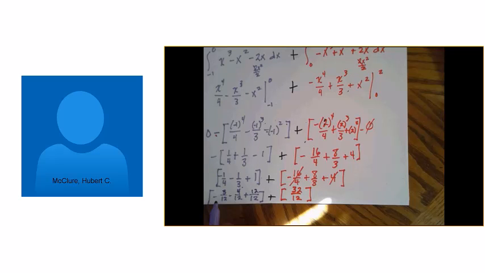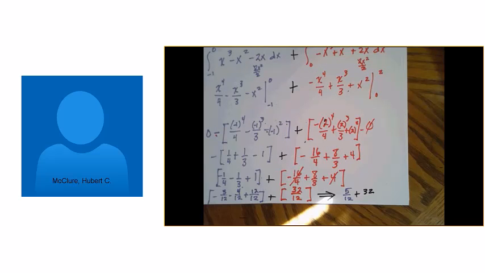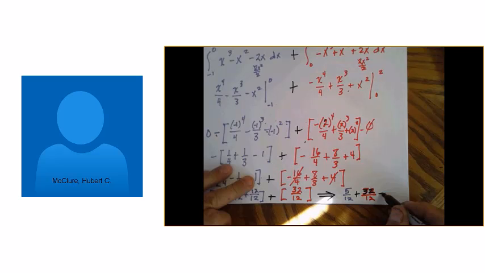So what's negative 7 plus 12? 5? Y'all check me. What is negative 7 plus 12? 5? Yes. Be 5 twelfths plus 32 twelfths, and that gives you a final answer of 37 twelfths. And 36, that's going to be 3 and 1 twelfth.